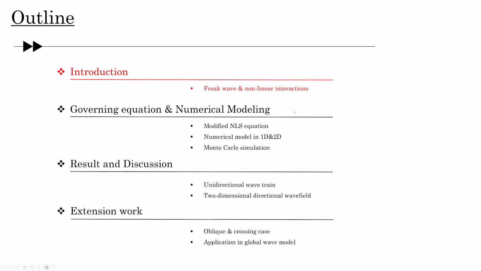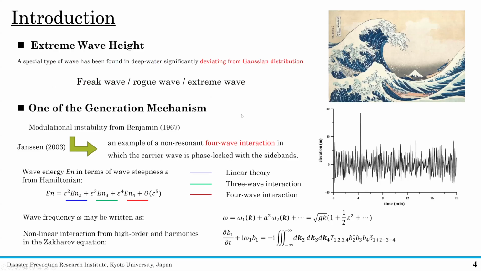Our talk has four parts, starting from the introduction. My research, from when I was a doctoral student, started with freak waves, or extreme wave height. We found that traditional wave statistics theory is very hard pressed to estimate the extreme wave height distribution, especially when the wave height is more than two times the significant wave height, and we call this an extreme wave or freak wave.